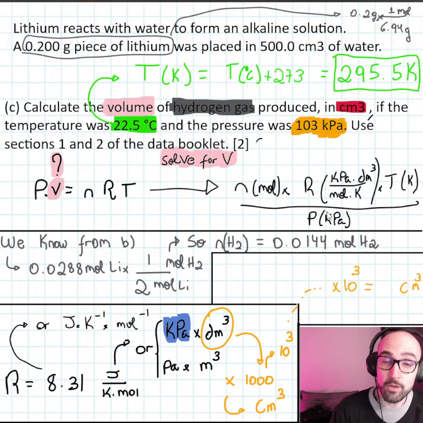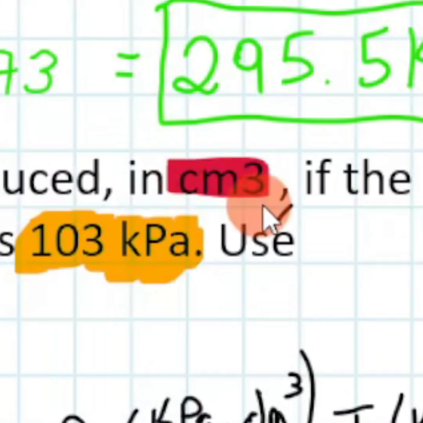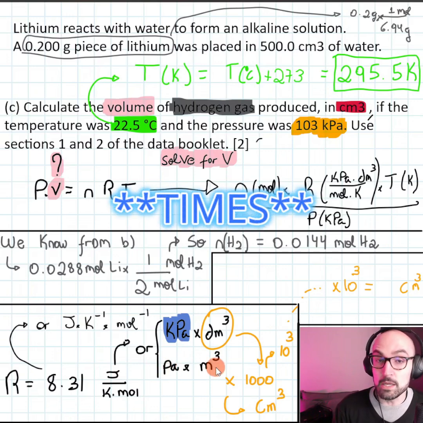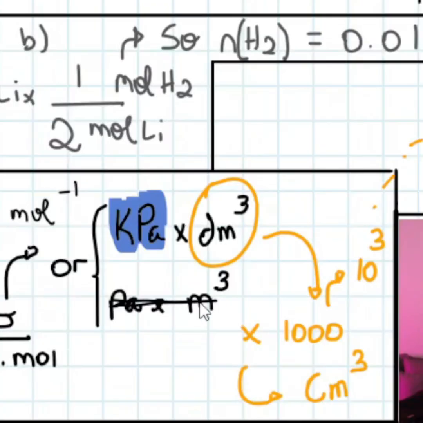Go back to the previous question. R. What's up with R? This is a tricky one. If you go to your data booklet, you'll see that R will be equal to 8.31 joules per Kelvin mole. Now, this can be expressed in 2 ways. Either kilopascal dm³ per mole Kelvin, not what the question asked. It wants milliliters or cm³. Or, worse yet, in this case, it could be in pascal m³, which is 1,000 liters. So this is way worse. We're not going to use this one.